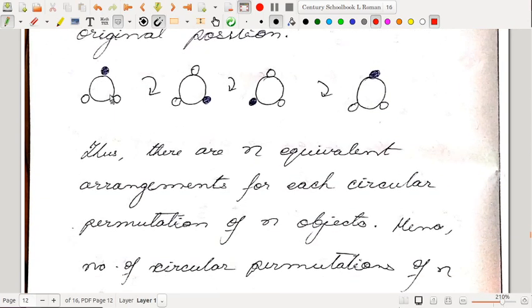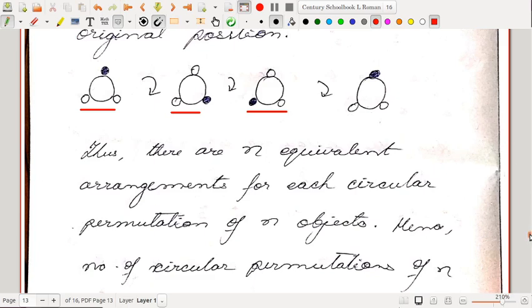Okay, so say for example this is the original arrangement maybe. If you give it one rotation, the darkened dot will come at this position, right? Give another rotation, it will come at this position, and give another rotation, it will come back to the original state. That means each arrangement has actually n equivalent arrangements, right?